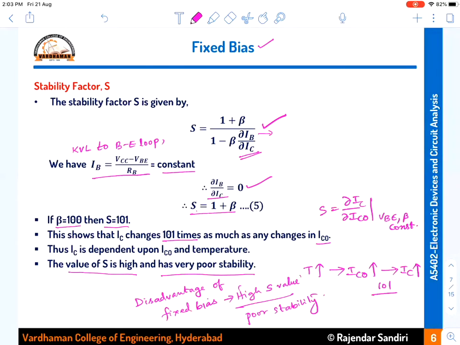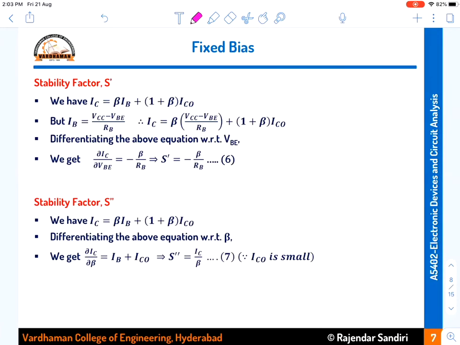Next, we have to calculate S dash. The stability factor S dash we can derive from the basic expression, that is IC is equal to beta IB plus 1 plus beta times IC naught, and we have to substitute IB in terms of VBE. We already have the formula for IB, which is VCC minus VBE by RB. Substituting this IB in the equation, we get IC is equal to beta times IB, where IB is VCC minus VBE by RB, plus 1 plus beta into IC naught. So this is the expression we got.